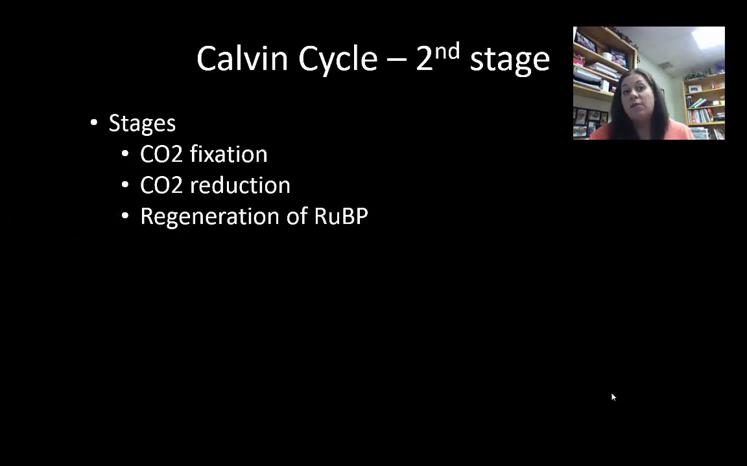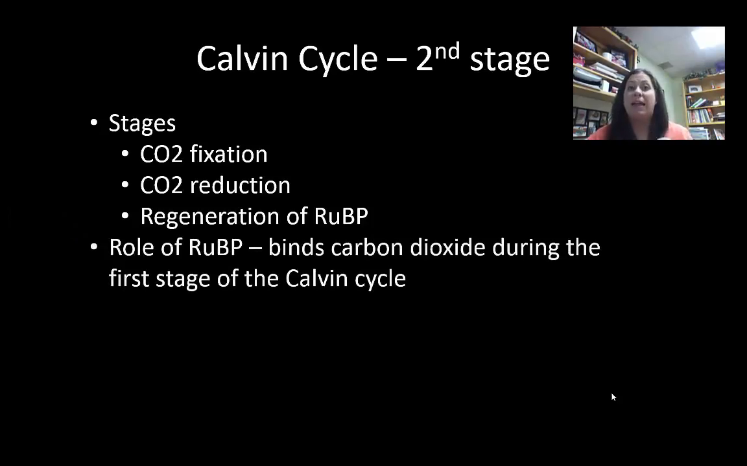So we need to regenerate that in the last stage so that the cycle can continue. So what is the role of RUBP? Well, I just told you it binds. It holds on to the carbon dioxide during the first stage. So this is why it has to be reformed. It's like resetting the trap so you can catch more carbon dioxide.